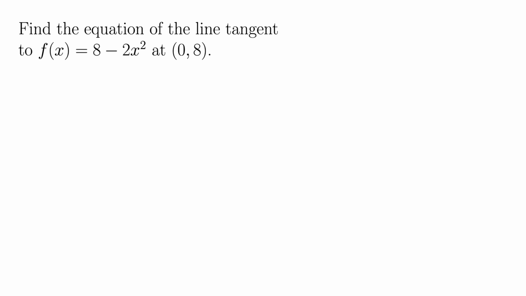Find the equation of the line tangent to f(x) = 8 - 2x² at the point (0, 8). Well, we're looking for a line here, so let's start with the equation of a line. You'll recall from pre-calc the point-slope form of a line, which is y - y1 = m(x - x1). Remember that x1, y1 are actual physical points, and then you leave x and y as variables.